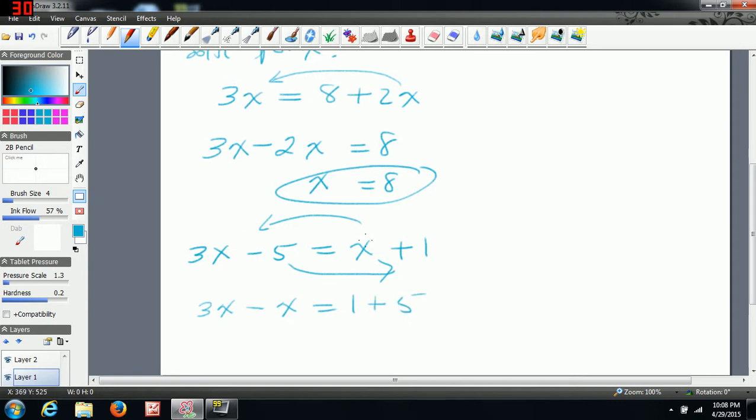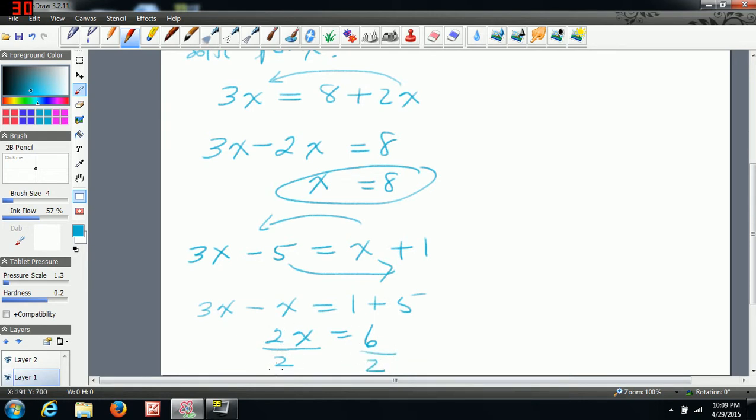Once you do that, you bring the x's to one side and numbers to the other, remembering to change their sign when you bring them over. That's very important. Once you do that, you can just go ahead and subtract. So 3x minus x is 2x, and then 1 plus 5 is 6. And at this point, when I have a number in front of x, I'm going to divide this side by 2, but whatever I do to one side of the equation, I have to do the same thing to the other.